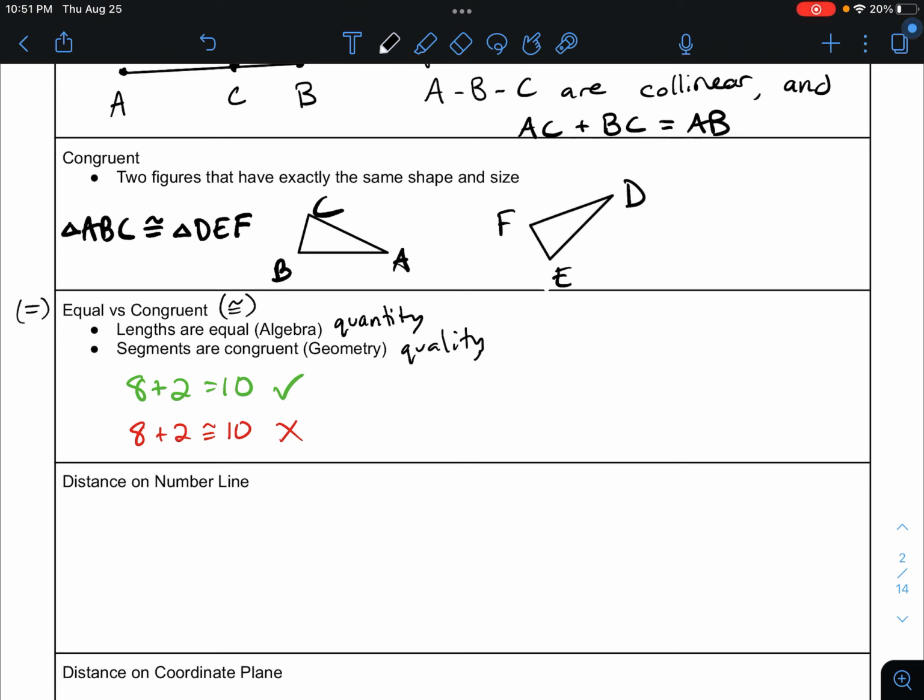Same thing, you wouldn't say that triangles are equal to each other. Like if we took this statement up here and said that triangle ABC is equal to triangle DEF, that really wouldn't make any sense, okay? So that's the difference between equal and congruent. We're going to see quite a bit of that.